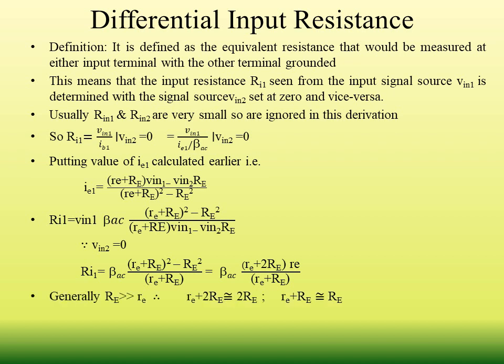Now this equation can further be simplified by considering that Re is very much greater than small re. So generally small re is neglected as compared to capital Re. So in place of small re plus 2 capital Re, we can write 2 capital Re, and in place of small re plus capital Re, we can write capital Re. So further approximating, we finally obtain Ri1 equal to 2 beta AC into Re. So this is the input resistance at the first terminal, when the signal source at terminal 2 is kept at 0. In the same way, we can calculate Ri2, and it also comes out to be 2 beta AC Re.